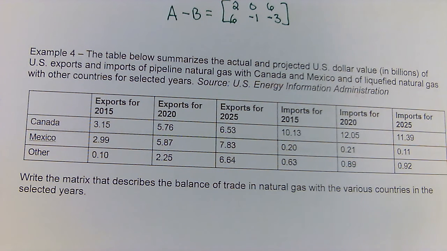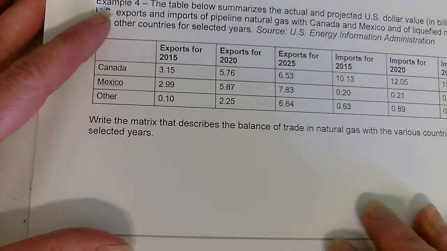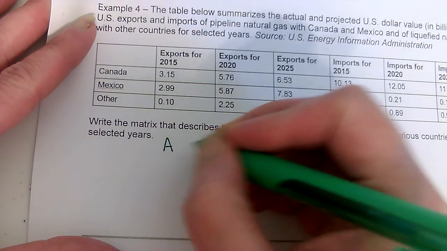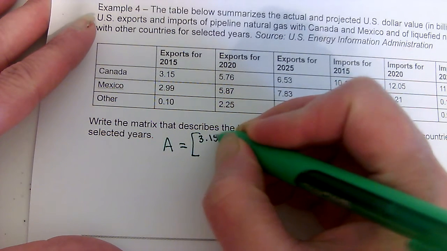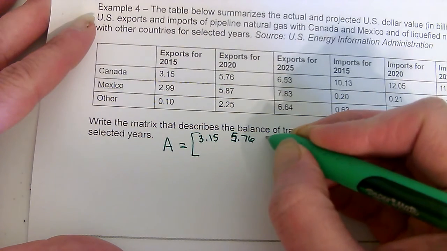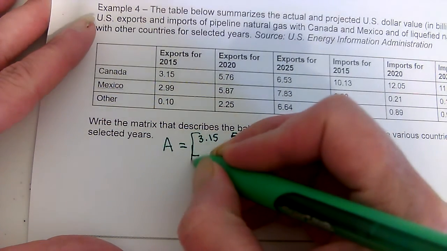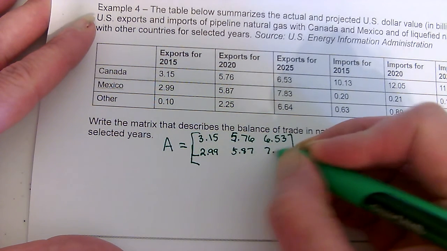So if we wanted to write a matrix that describes the balance of trade in the natural gas, let's start with the one that's going to be the exports. So we'll call A the exports, and that would be 3.15, 5.76, 6.53. Whoops, didn't make it big enough. 2.99, 5.87.